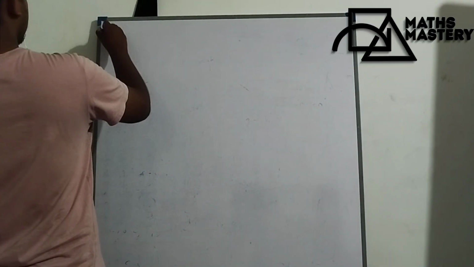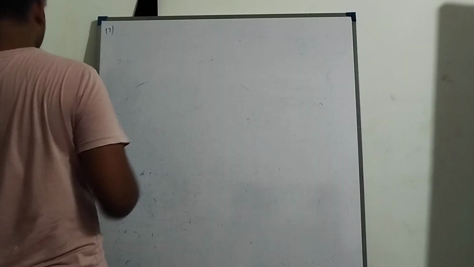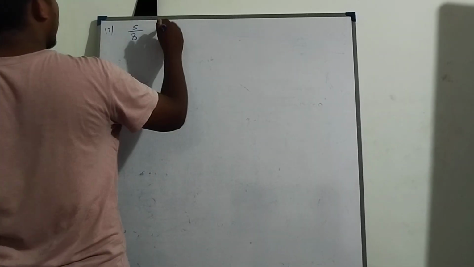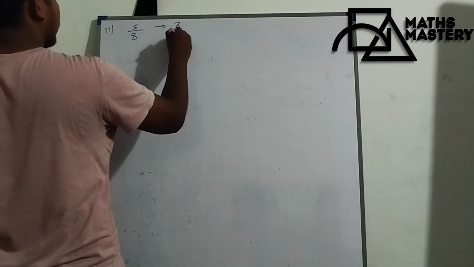Question number 17. Write the reciprocal of 5 over 8. Students, it's very easy. The reciprocal of 5 over 8 is 8 over 5.